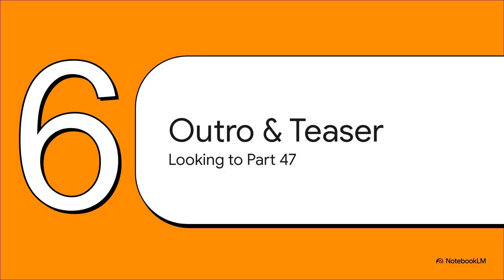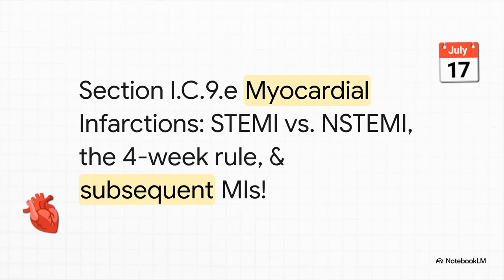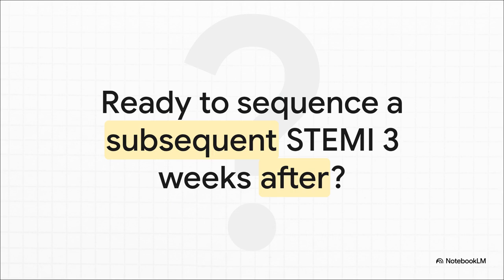Section 6. Outro and Teaser. And that wraps up today's high-stakes trap avoidance explainer. You now have the exact blueprint for handling combination codes and native versus graft hierarchies. But you know the cardiovascular system gets even more complex, right? Next time, in Part 47, we're breaking down Section IC9E, myocardial infarctions. We're diving into the differences between a STEMI and an NSTEMI, that notorious 4-week acute MI rule, and how to handle subsequent MIs. So, I'll leave you with this question.